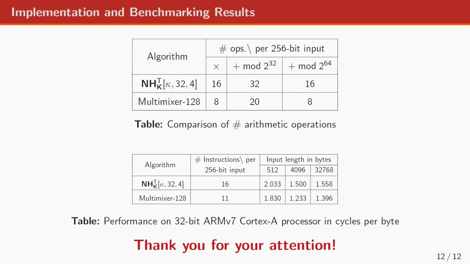Maybe I have one more short question. In this instantiation, the output length, as far as I understand, for Multimixer-128 is 512 bits. Is it the same as NH? NH has 256. Okay, so the output lengths are also different.